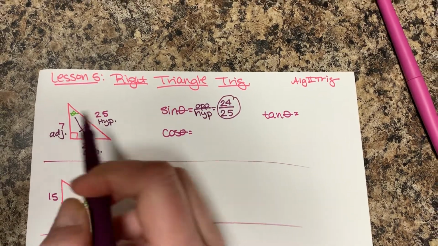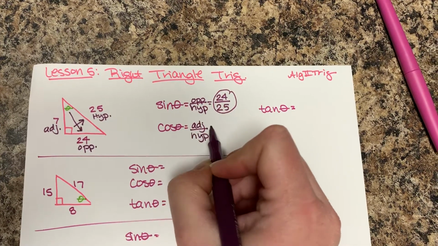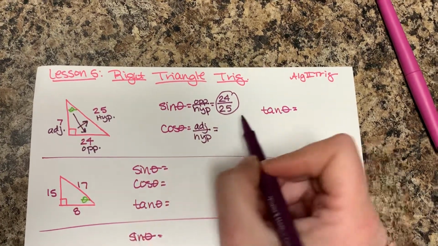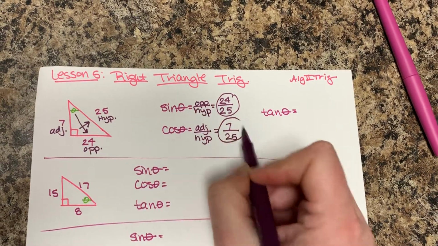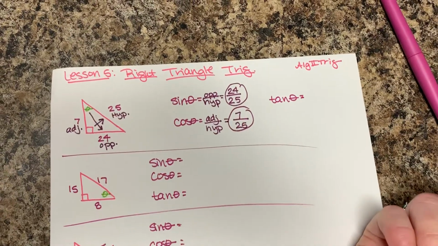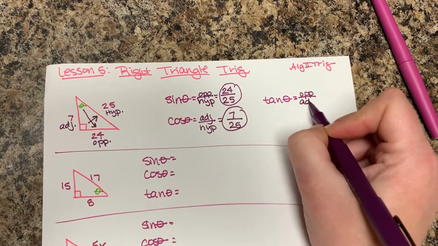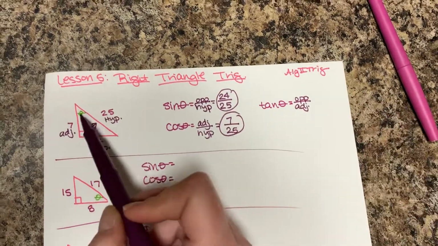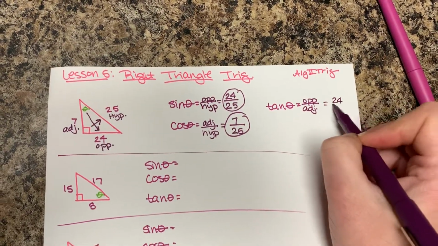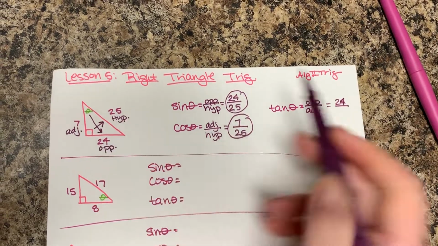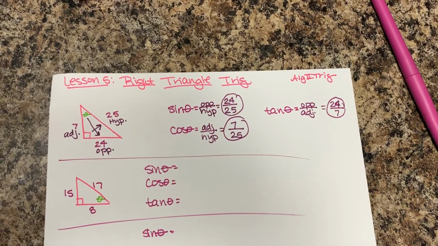Okay, so the cosine of theta is made up of the adjacent side over the hypotenuse. So our adjacent side is 7 over our hypotenuse, which is 25. There are no common factors except for 1, so we are done with that. And then tangent is the opposite side over the adjacent side. So here's theta, opposite side is 24 over our adjacent side, which is 7. So that is going to be the answer for that one.